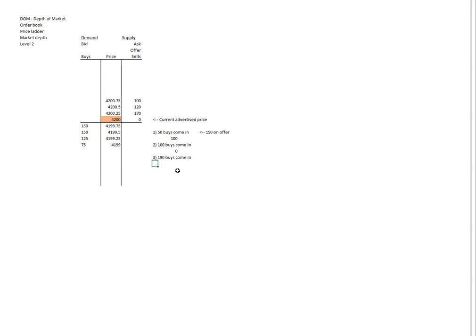Now, by the way, in real time, you'll have sells and buys happening at the same time, right? So it's kind of, I think, conceptually really difficult to get used to that concept. But let's stick with just this example. So 190 buys come in.